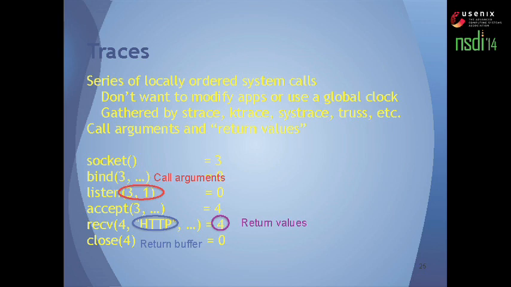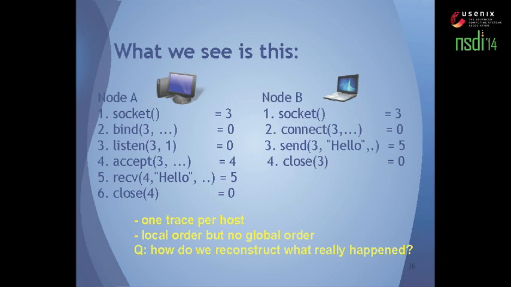And so you'll see a format like you see here where listen has some call arguments there, 3 and 1, and the receive call down below, to the right of it, has the return value. But in some cases, some calls, like receive, you actually pass in a buffer, and then the result of the received data gets put into the buffer. The way this is represented by strace and the way I represent it on these slides is to list the returned information on the left side as though it was an argument. Okay. All right.